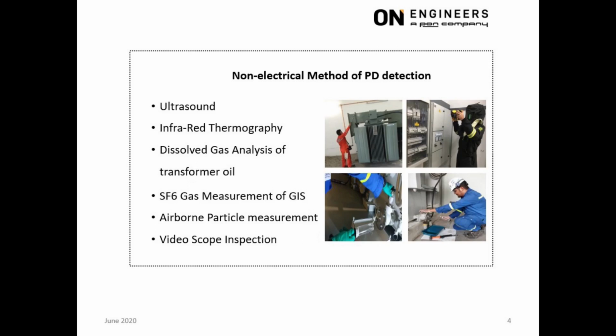The second of these sensors is infrared thermal scan. There may be localized hotspots which the naked eye cannot see. Such defects will be easily detected by infrared thermal scan.